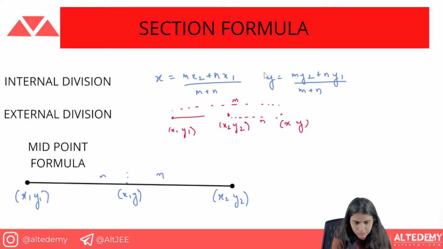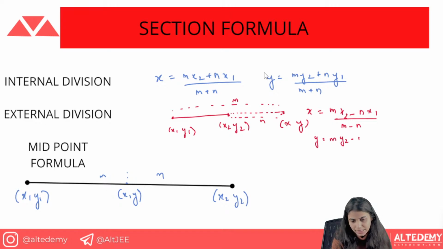Okay, this is the line segment and this is the point, that is x and y. So how will you write the formula here? For x, it is m into x2 minus n into x1 upon m minus n, and y is equal to m into y2 minus n into y1 upon m minus n.